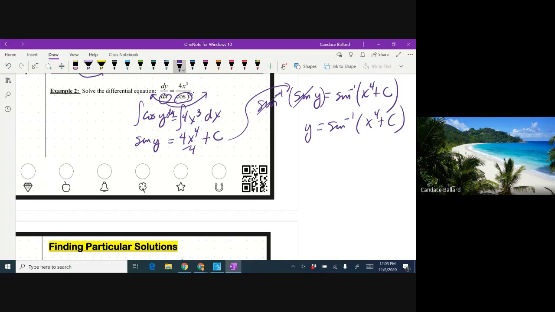All right, so these two were examples of finding the general solution. This is like we have our slope field and you've got all the different little slopes on there, and this is in general, what does that equation look like? And then the C kind of moves the equation up and down the graph.